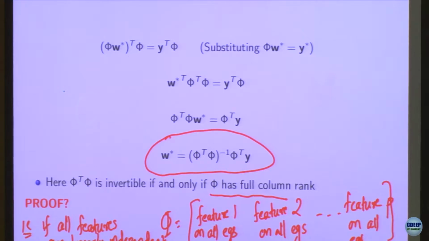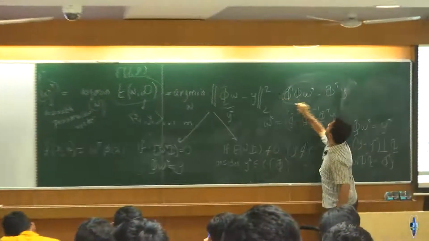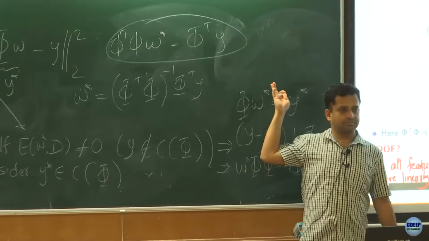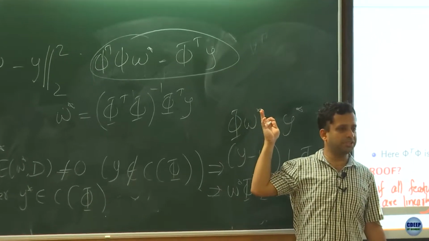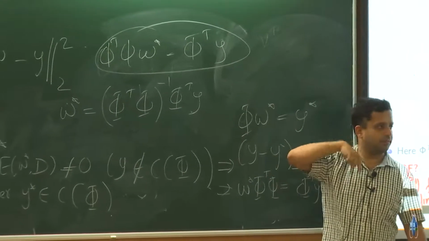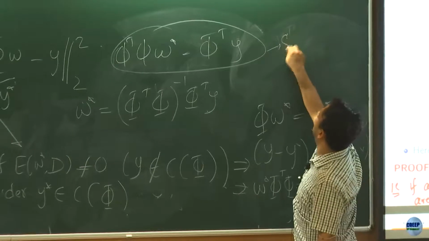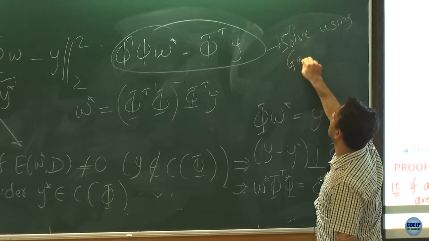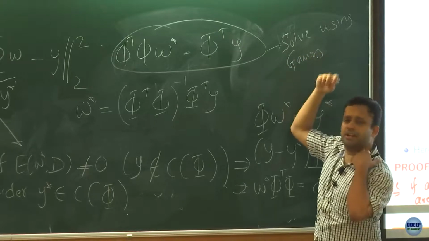If not, you can go back to your previous expression, phi transpose phi w star equals phi transpose y. And what did you do in your lab 1? You wrote Gauss elimination, didn't you? Part of that was RREF and all that. So solve. In fact, you do that even if it were invertible.